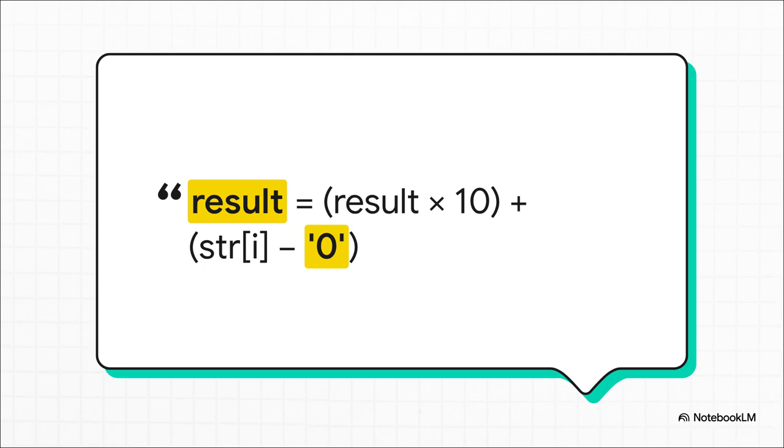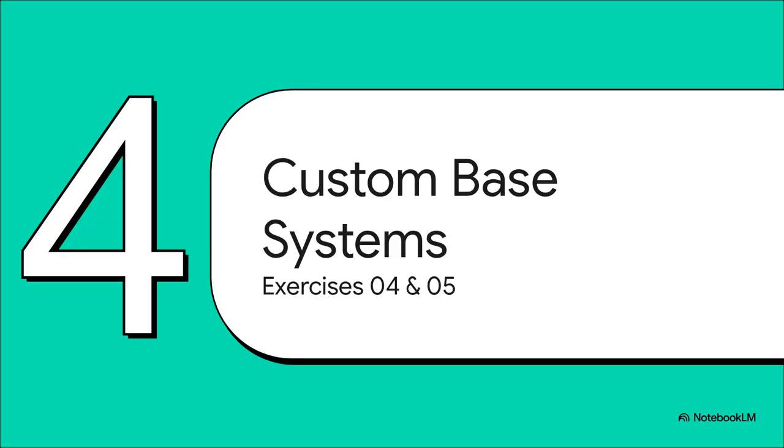You take your running result, multiply it by 10 to shift the digits left, and then you add your current character. But, and this is a big but, you can't just add the character 5 directly, because in ASCII, the character 5 is actually the underlying value 53. So, by subtracting the character 0, which happens to be ASCII 48, you get the true mathematical value of 5. Apply this simple formula in your loop, multiply by your sign variable at the end, and boom, you have a perfect ft_atoi function.